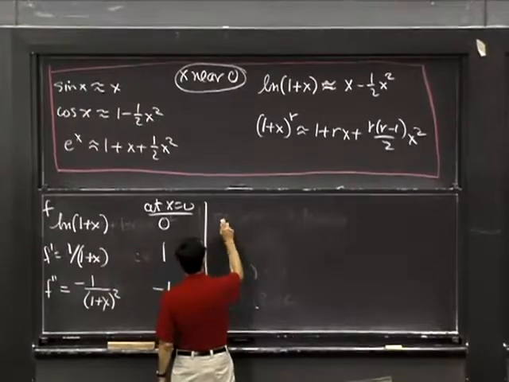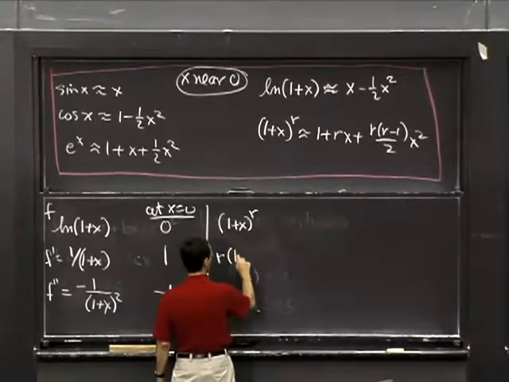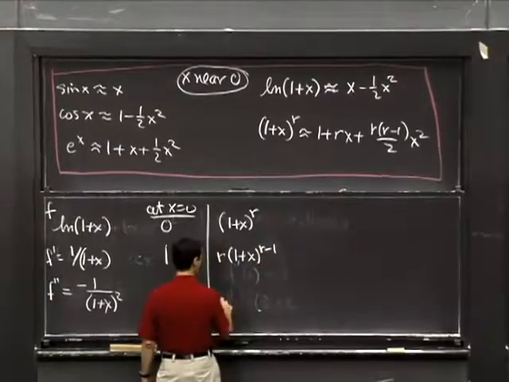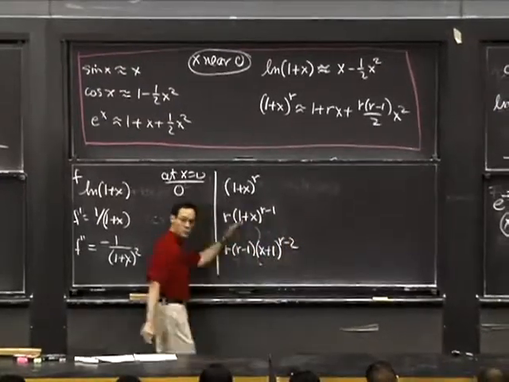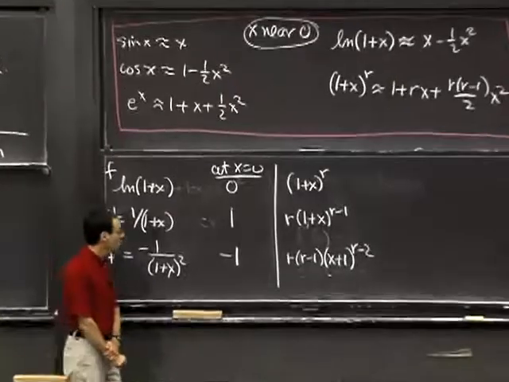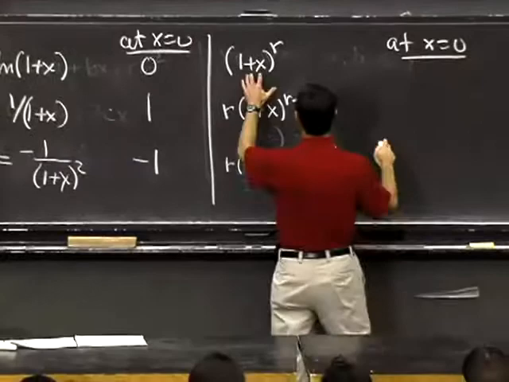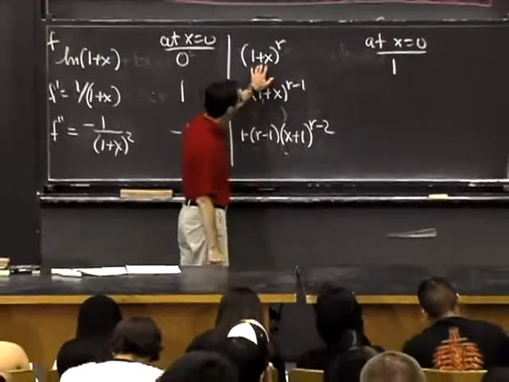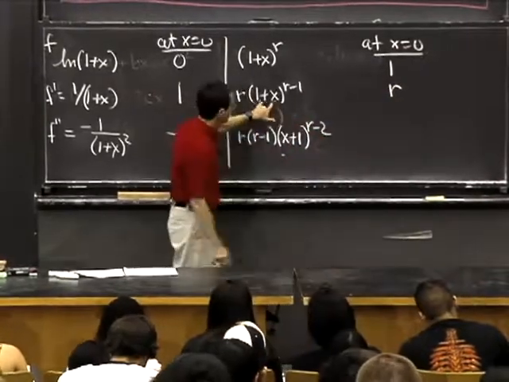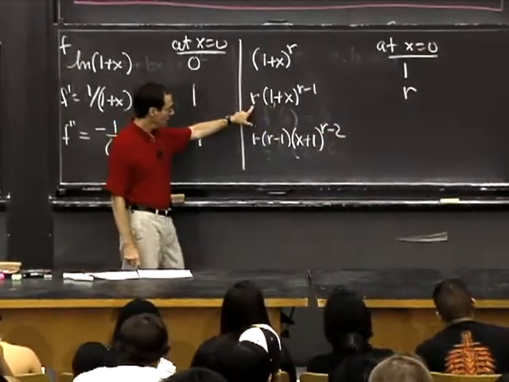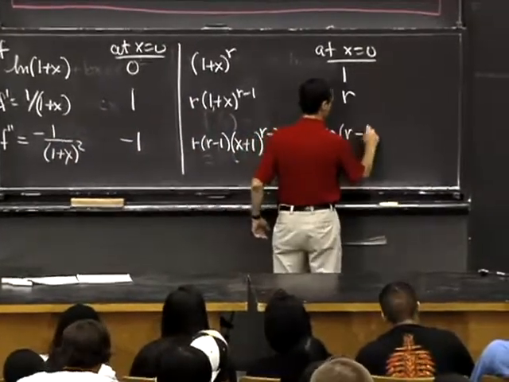All right, similarly, if I do it for (1 plus x) to the power r, I have to differentiate that. I get r times (1 plus x) to the r minus 1, and then r times (r minus 1) times (1 plus x) to the r minus 2. So here are the derivatives. And if I evaluate them at x equals 0, I get 1, because 1 to the r power is 1. And here I get r, since 1 to the r minus 1 is 1, times r. And here I plug in x equals 0, and I get r times (r minus 1).